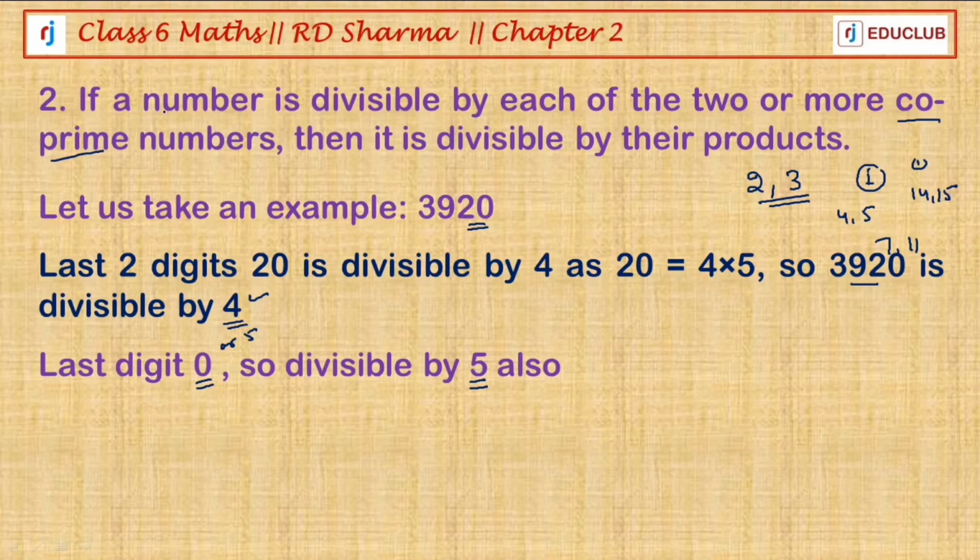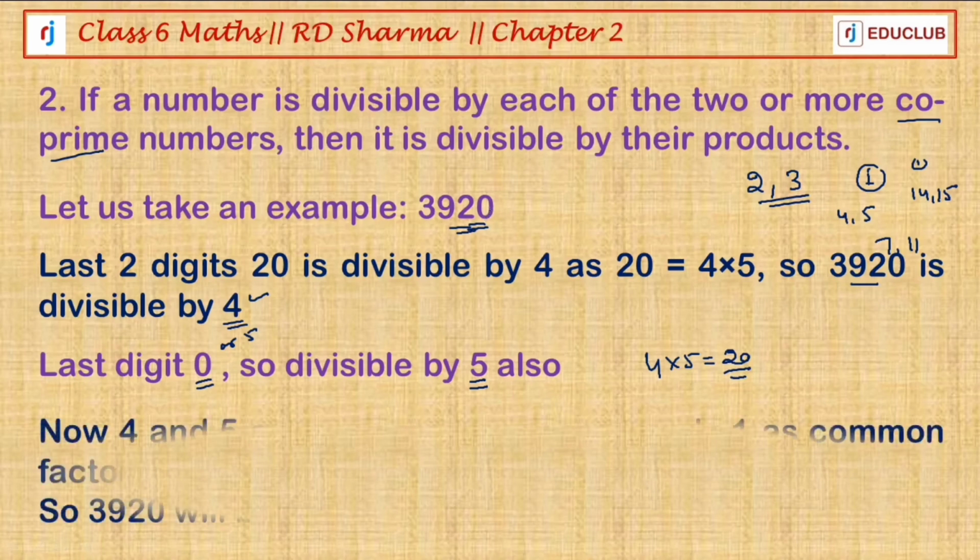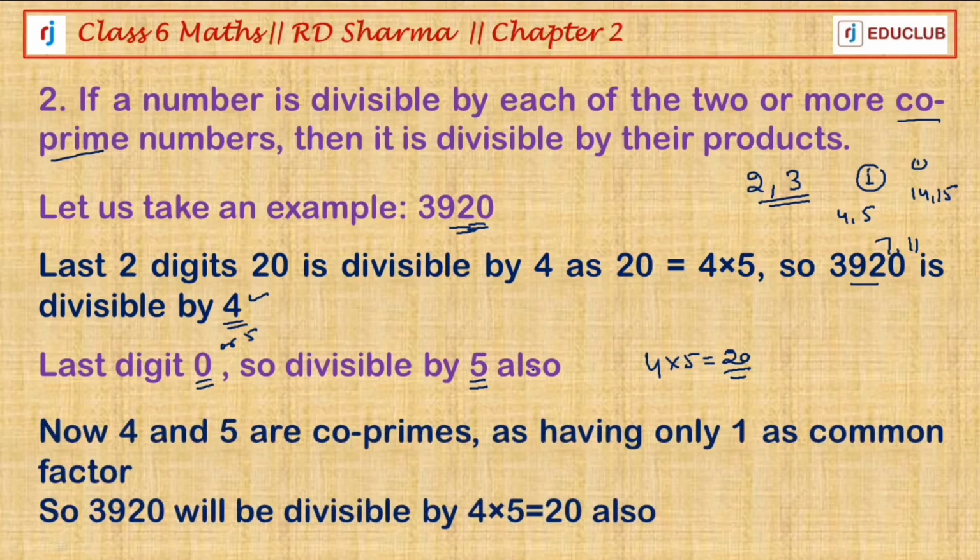What does our property say? If a number is divisible by each of the two or more co-prime numbers, then it is divisible by their product also, okay? These are co-prime numbers 4 and 5 with which this number is divisible, so we will check whether this is divisible by their product also or not. Now the product of 4 and 5 is 4 into 5, 20, so this number should be divisible by 20 also, okay? Then only we can say that this property is true, okay? Now 4 and 5 are co-primes, as they have only 1 as the common factor, so 3920 should be divisible by 20 also. Let us check it.